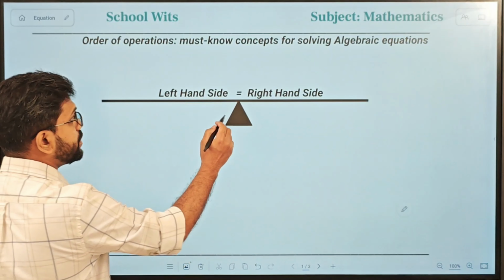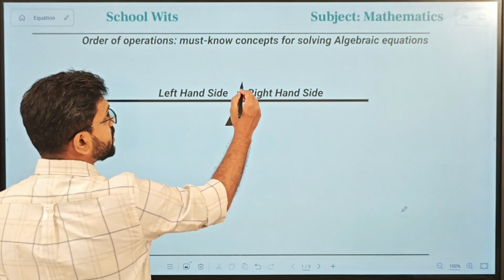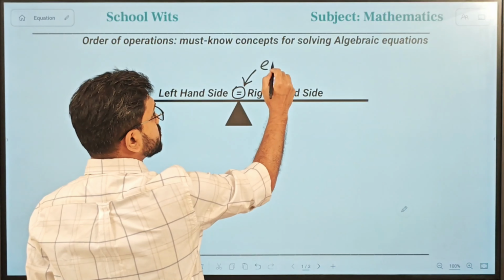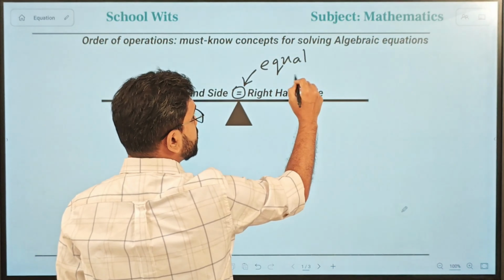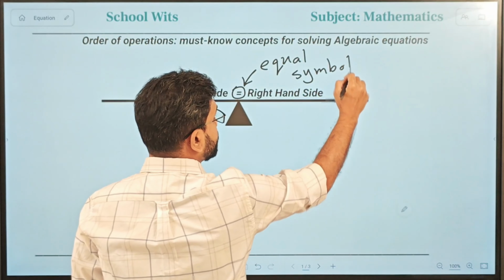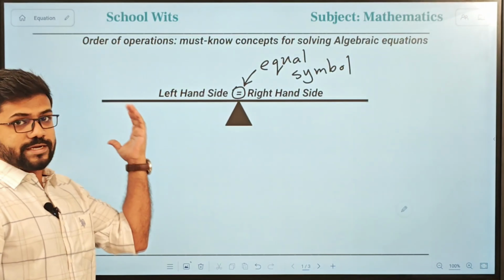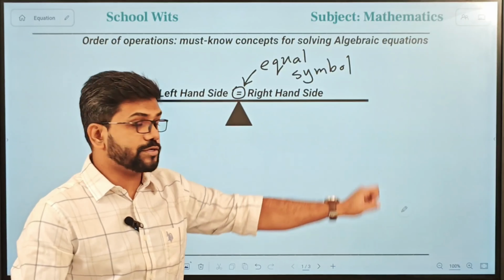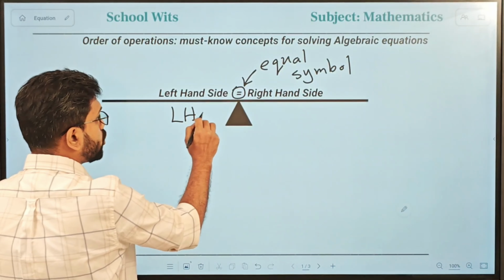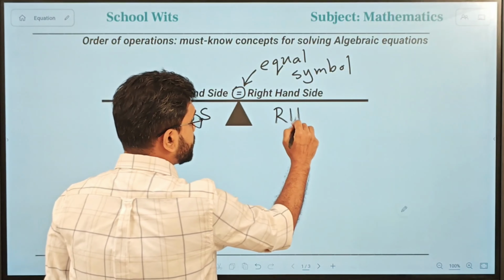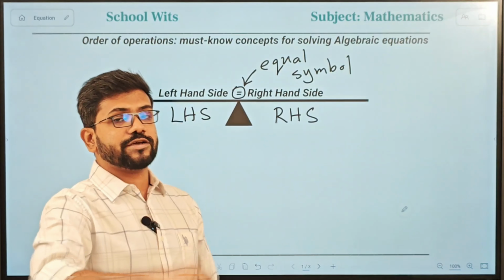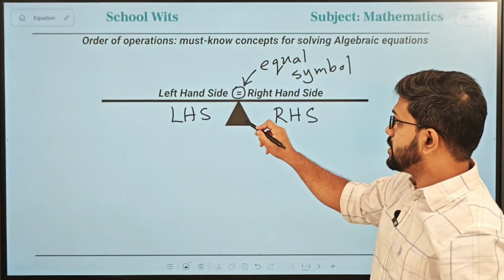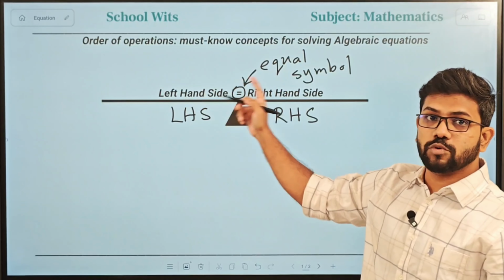The first thing you need to know here is that an equation has a symbol that represents equality. So this is the equal symbol, equality symbol. There is a left hand side of the equation and there is a right hand side of the equation. This is known as, in short, LHS, and this is RHS. The key thing that you have to know here is that the sides are balanced. As you can see here, it's balanced on both sides.